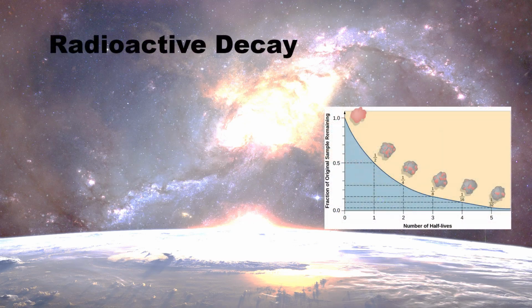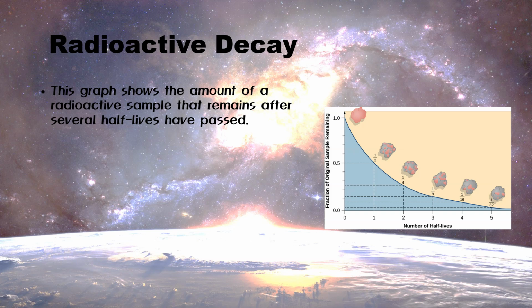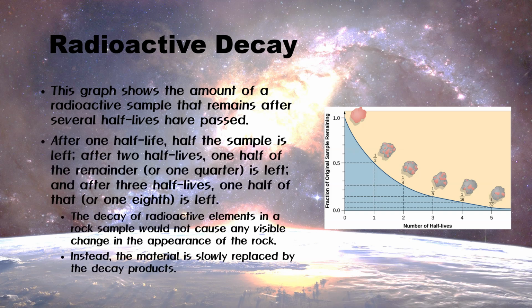So let's look at this radioactive decay with an example here. This graph is showing us the amount of radioactive sample that remains after several half-lives have passed. So you can notice we start with 1, then move to half, then a quarter, then an eighth, then a 16th, then a 32nd. After one half-life, we of course have half the sample left. After 2 half-lives, we have a quarter. After 3 half-lives, we have 1/8.